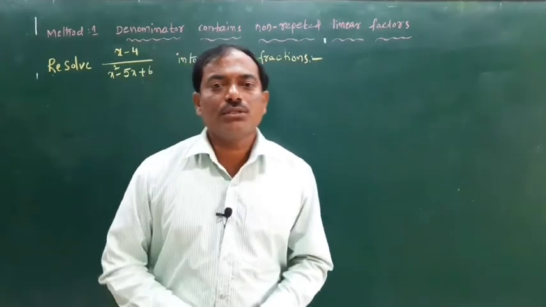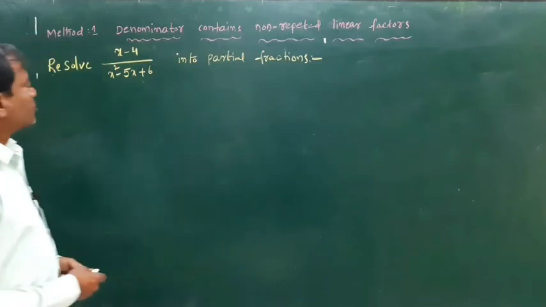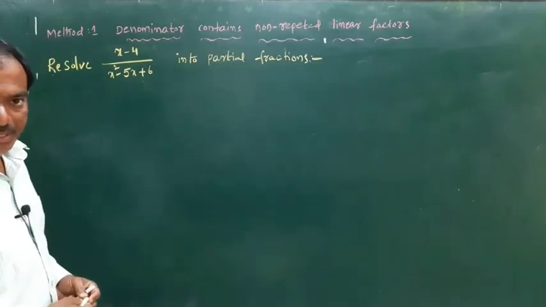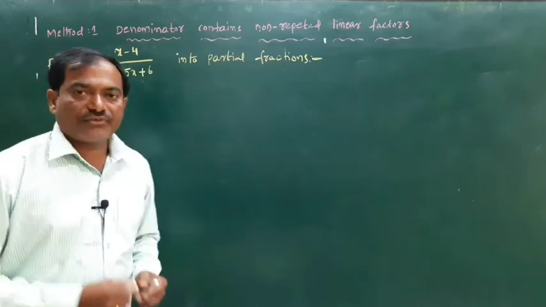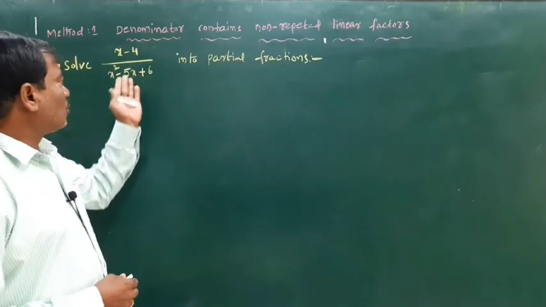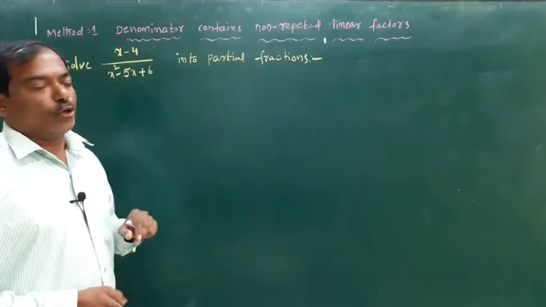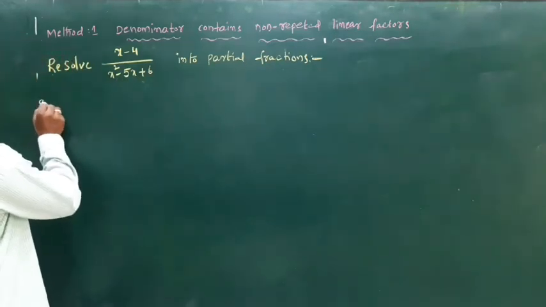Now students, this is the second example. Resolve (x minus 4) by (x square minus 5x plus 6) into partial fractions. So now in this problem, g of x contains a second degree polynomial. Yeah. Now we solve this problem.